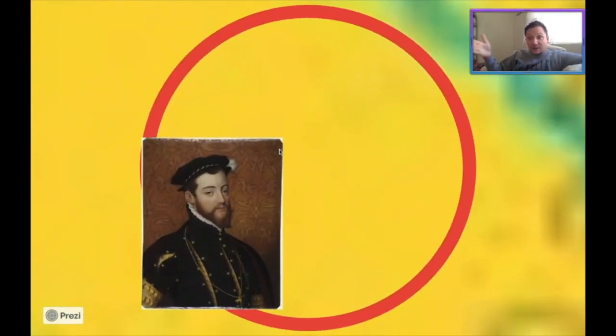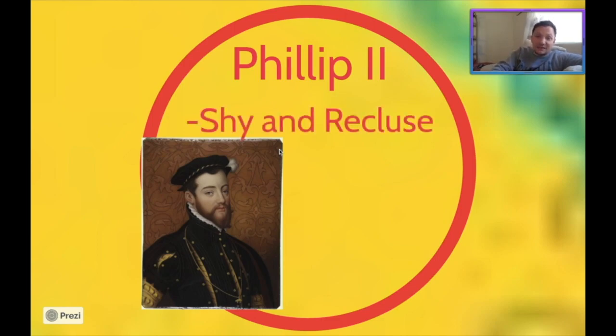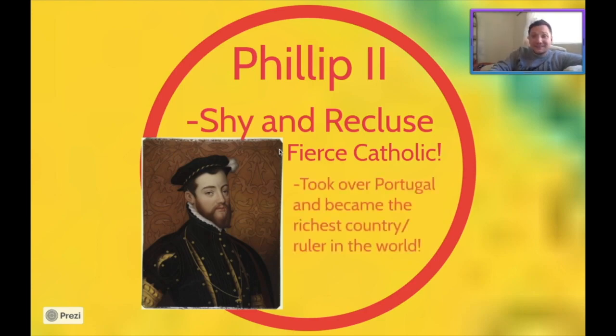So Charles V, like we said, split the family in half, right? He gives one half to Ferdinand II, his brother, and the other half to Philip II, his son. So we are now going to take some time to talk about Philip II. Philip II, his son, is very shy, very reclusive, but is now going to be the king of Spain, Portugal, the Netherlands, as well as one other country here in a little bit, right?